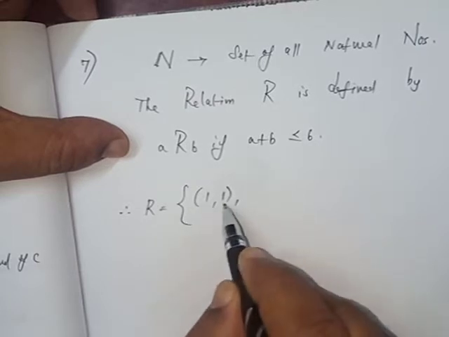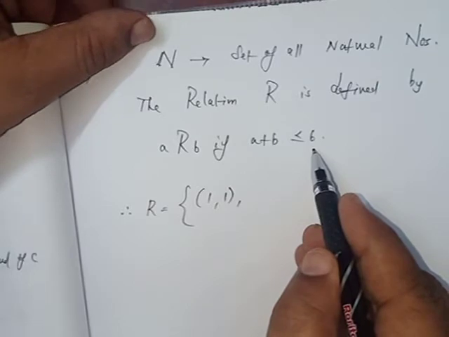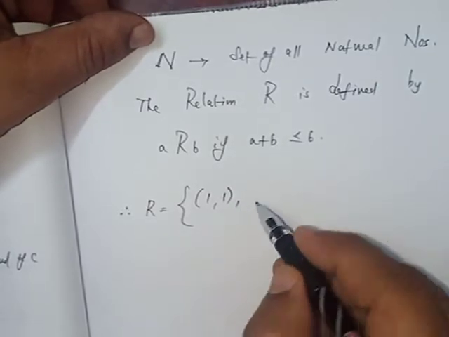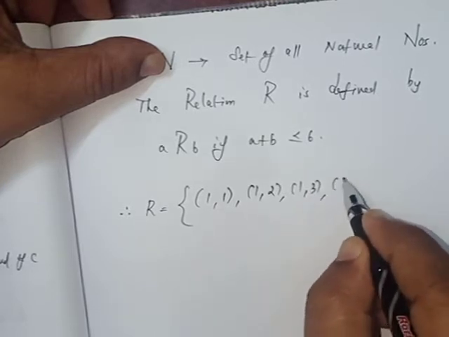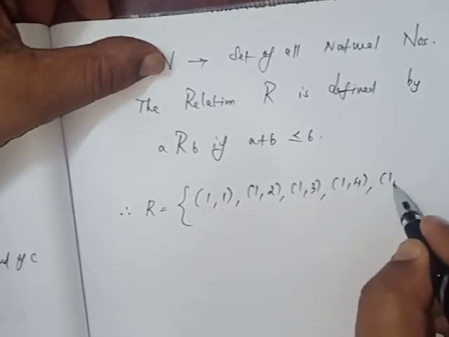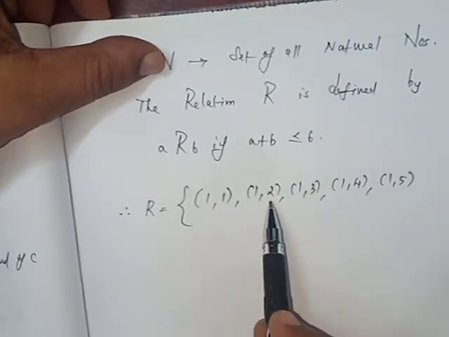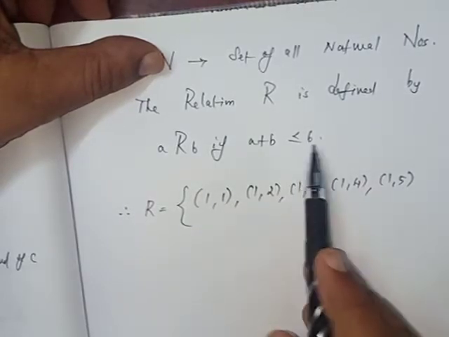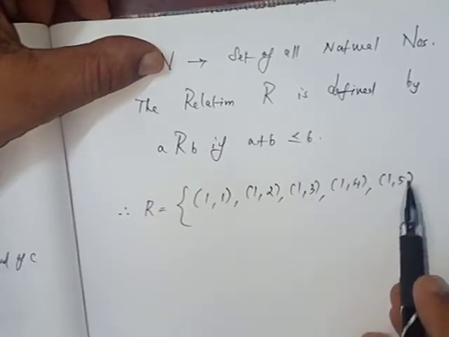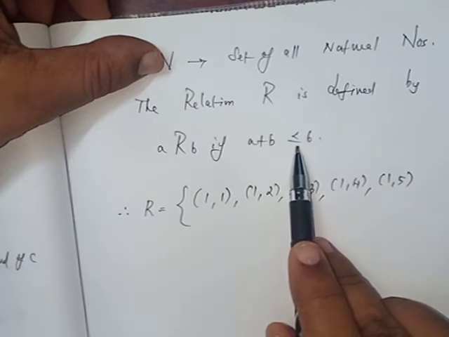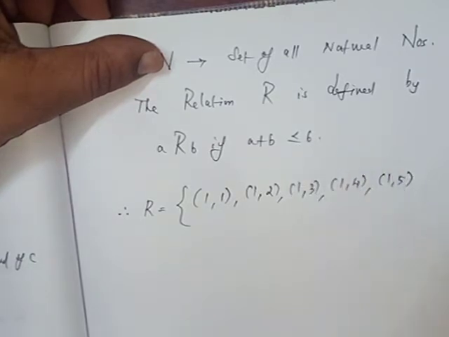1 comma 1, if you add both, 1 plus 1 is equal to 2, and 2 is less than 6. I consider B as 1. Then you can write 1 comma 2, 1 comma 3, 1 comma 4, 1 comma 5. See, 1 plus 1 is 2, less than 6; 1 plus 2 is 3, less than 6; 1 plus 3 is 4, less than 6; 1 plus 4 is 5, less than 6; 1 plus 5 is 6, equal to 6. But what is given here? Less than or equal to. Even 6 can be considered. Total value 6 can be considered.